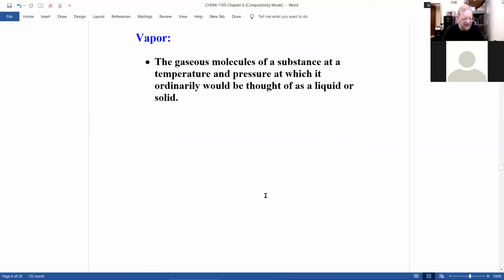All right, now we talk about a vapor, that's gaseous molecules. Molecules in a gas state of a substance at a temperature and pressure at which ordinarily it would be thought to be a liquid or solid. So normally water at this temperature, like 72 or whatever, will be a liquid, but if it evaporates, you call that gas a vapor.